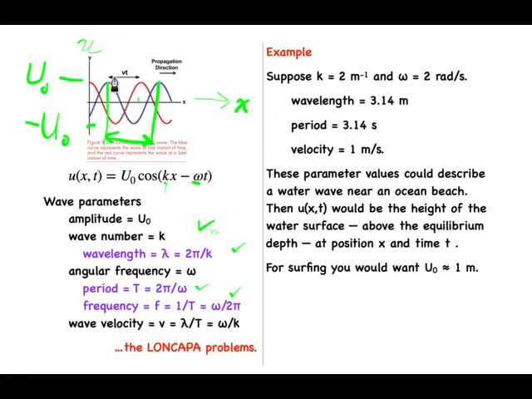Now I said this wave is moving along bodily, retaining its shape, with some velocity. Well, what's the velocity? I should be able to determine it in terms of these parameters omega and k. Well, if I wait one period, the wave will move by 1 wavelength. So the velocity is 1 wavelength divided by 1 period. It's lambda divided by T.